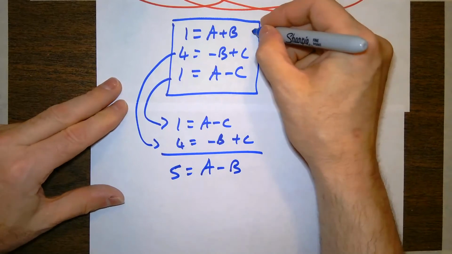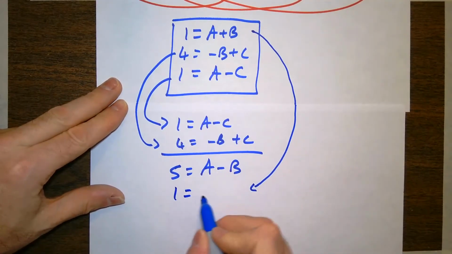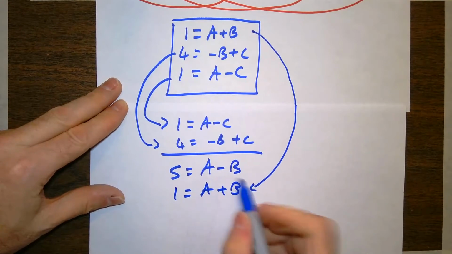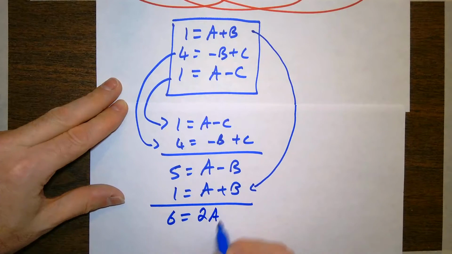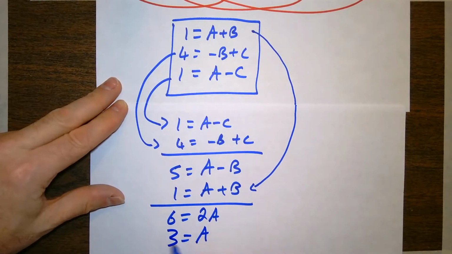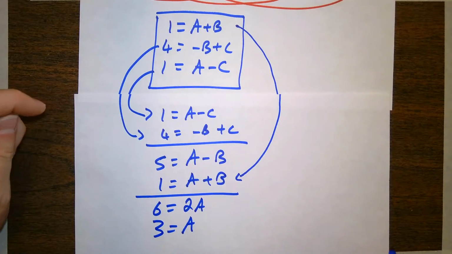And then this, my first equation, bring that down. 1 equals a plus b. Combine these together, and I get 6 equals 2a. A equals 3. So we're well under way to solving this little system here.